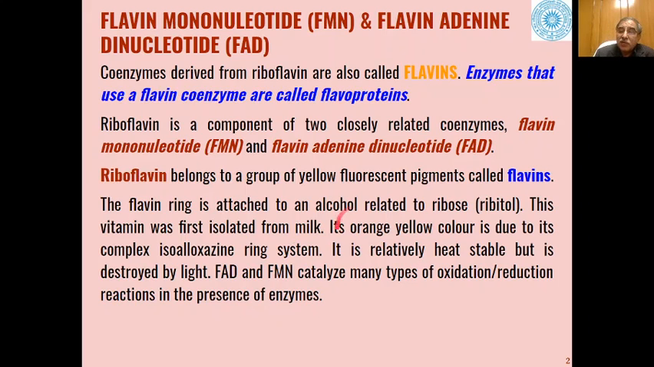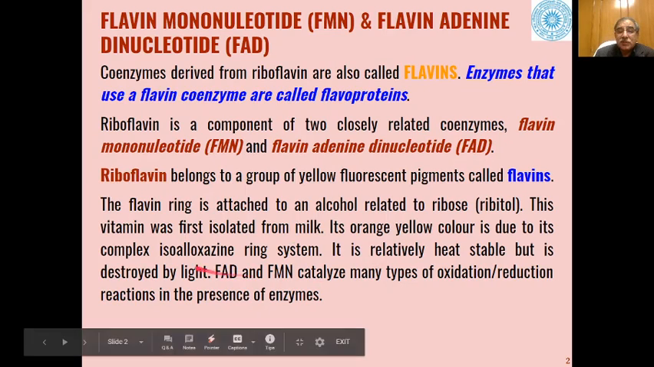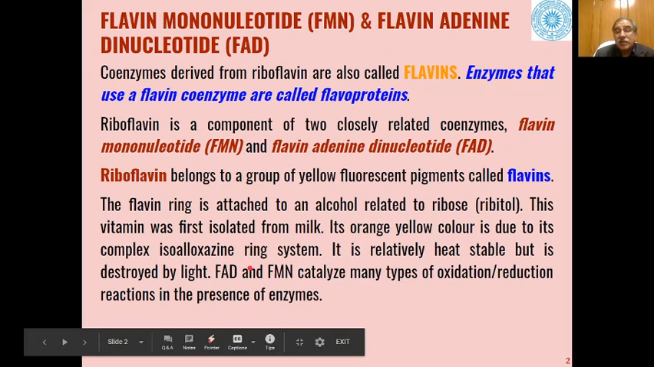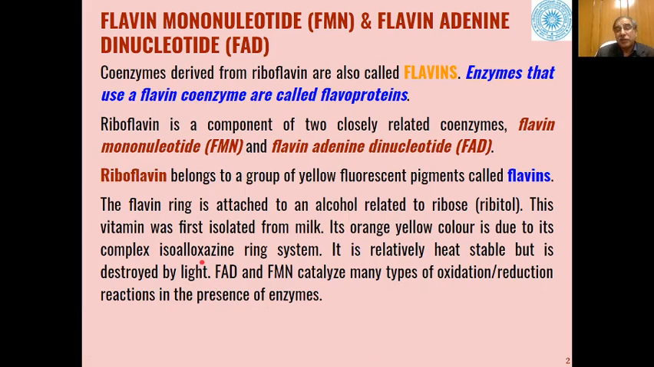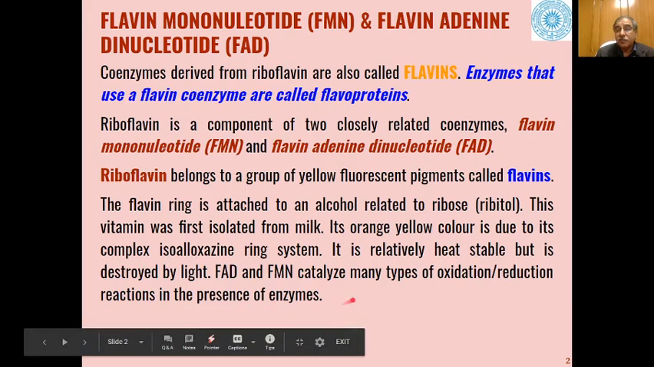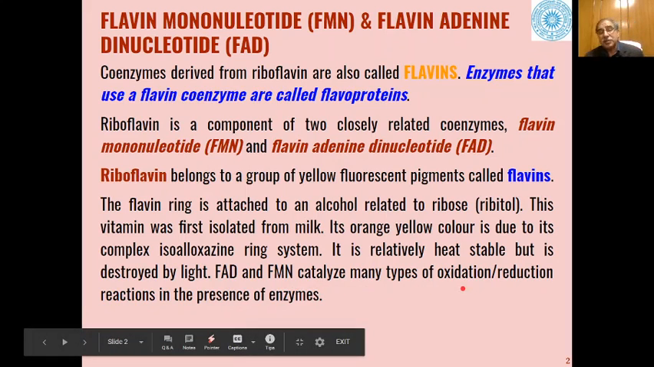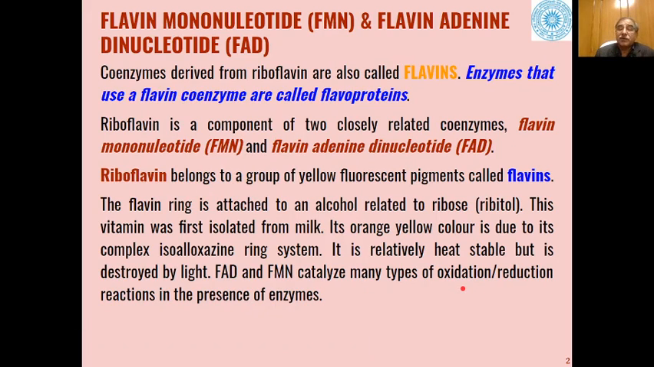And the orange yellow color of flavins is due to this isoalloxazine ring which is present in these coenzymes. Their heat stability is relatively higher, but they are very much destroyed by light, so they are to be protected from light if they are to be made catalytic in nature. These FAD and FMN catalyze many types of oxidation reduction reactions in presence of enzymes.